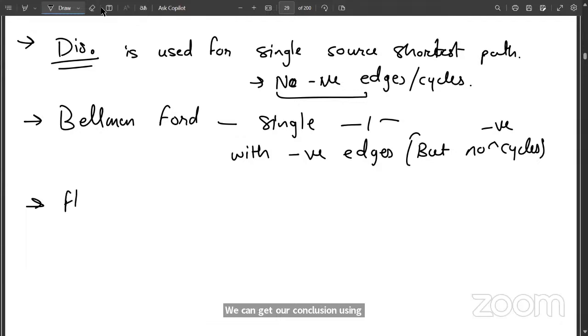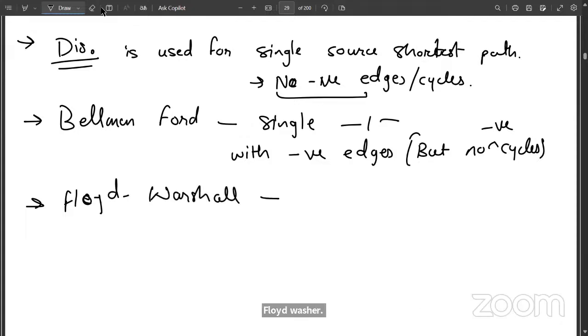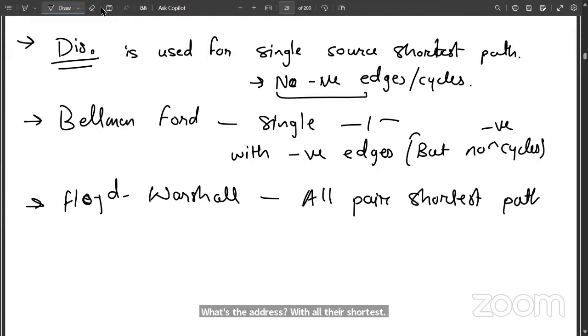And after that, we have the Floyd-Warshall algorithm, which addresses all pairs shortest path, right?